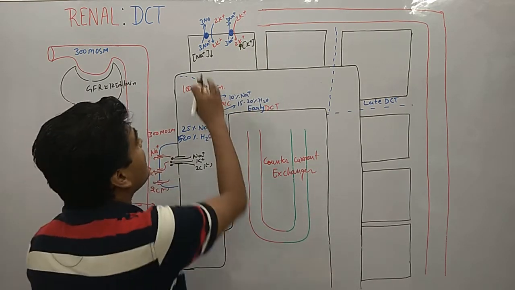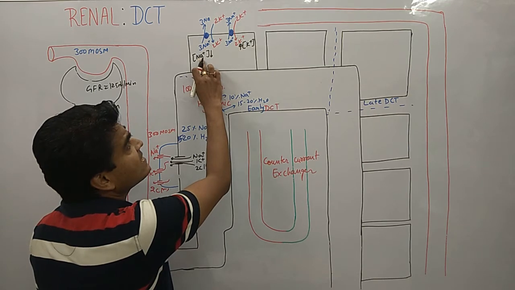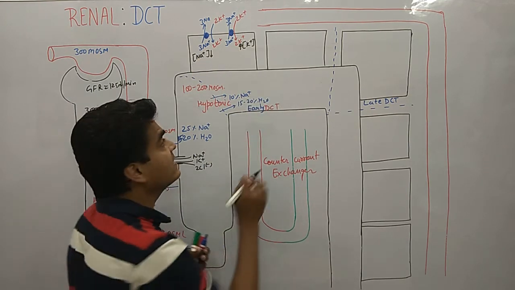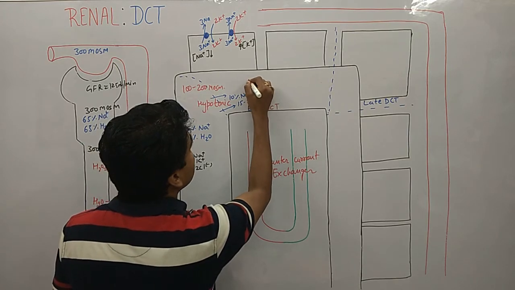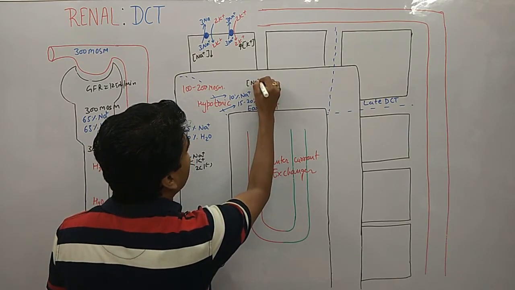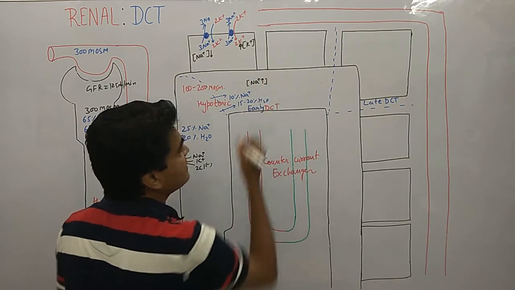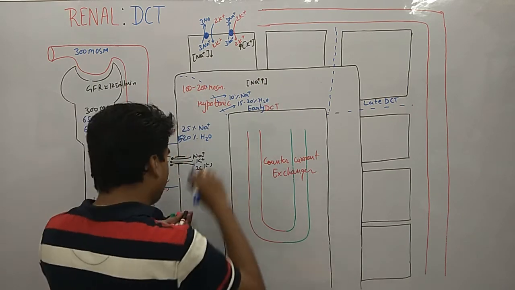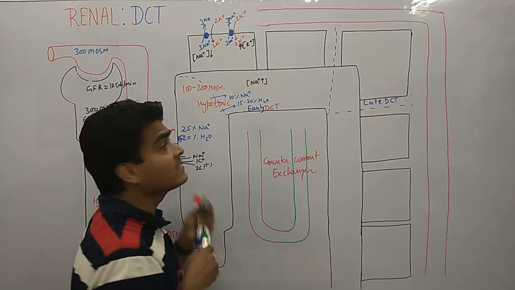Okay, now look at this. Here the sodium concentration is lower and here the sodium concentration is high. The sodium concentration is high at this stage. Now we have a specialized symporter. We have a what? A specialized symporter.